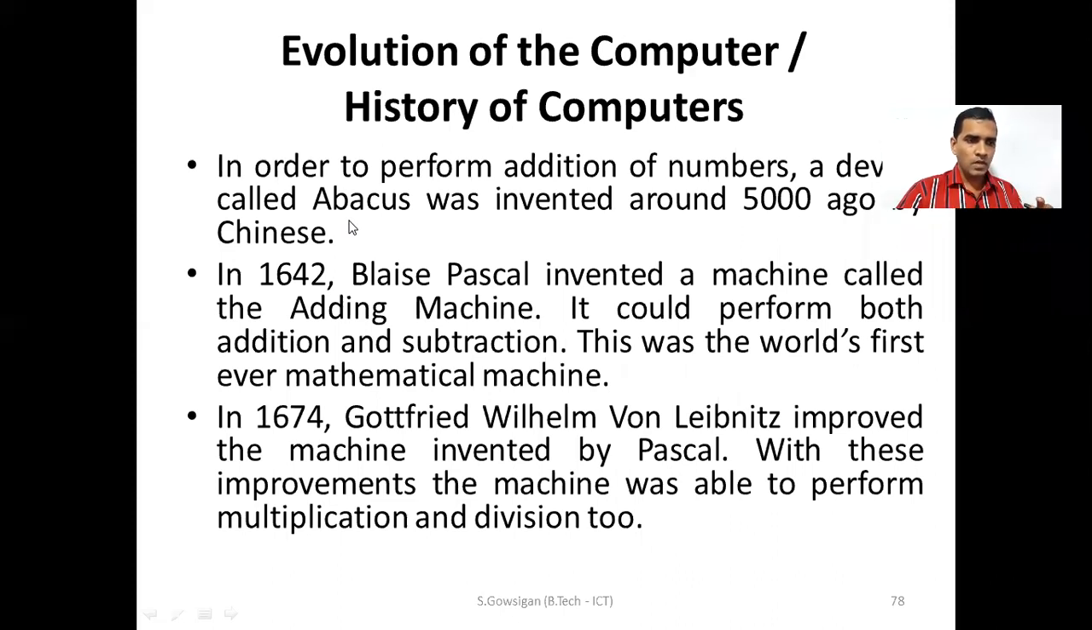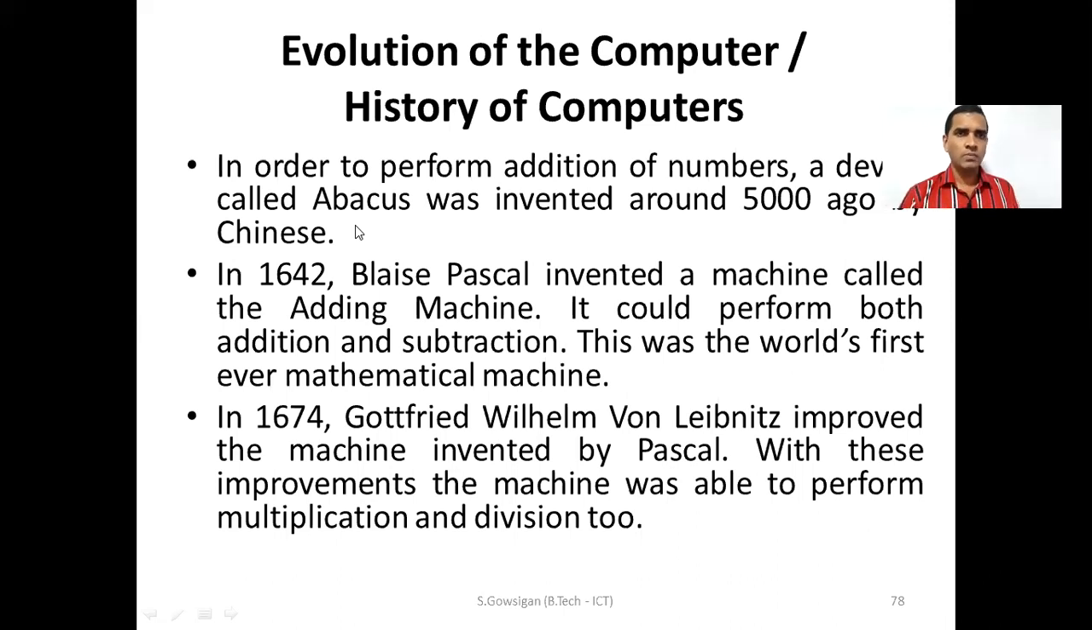It's a kind of device used for calculation, especially for addition, right? You can do some other things also. That is the first step taken towards computer history. It happened years ago, as I display, 5,000 years ago, maybe before Christ. This abacus was introduced by the Chinese. So that is the first one.